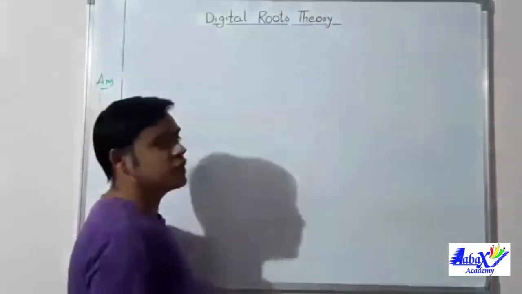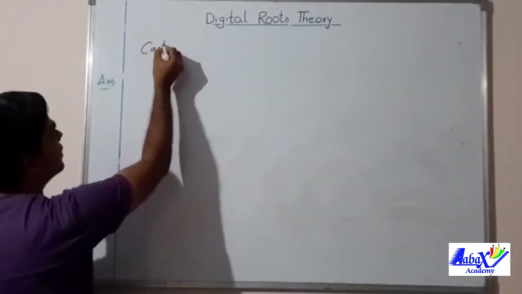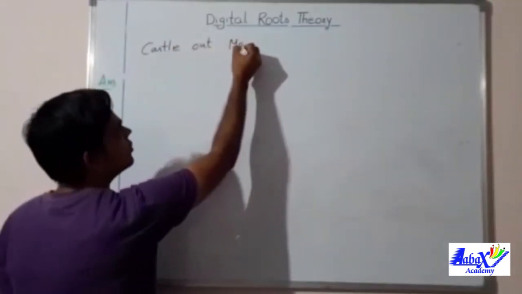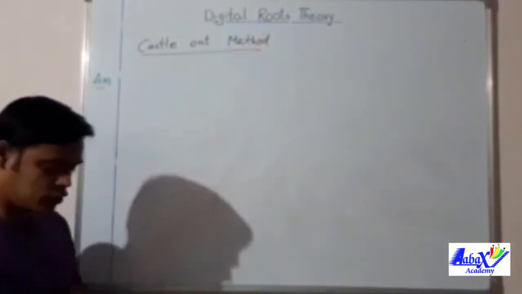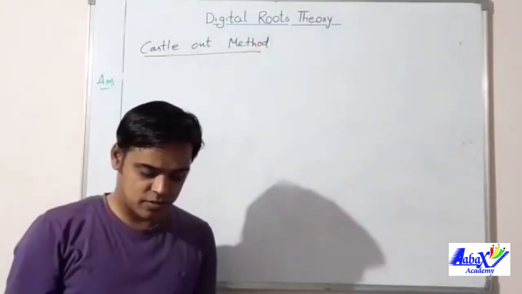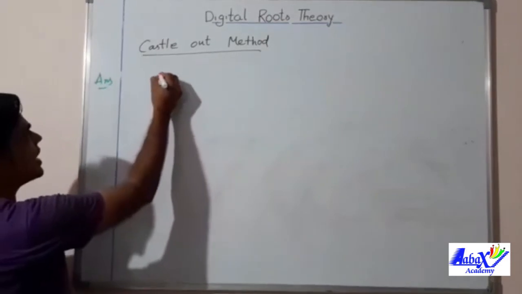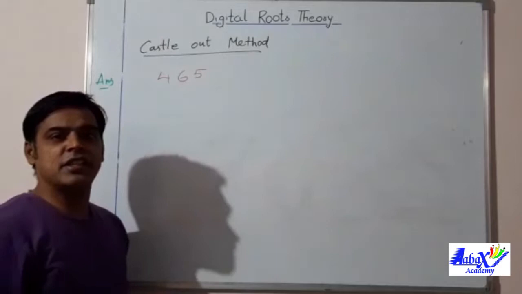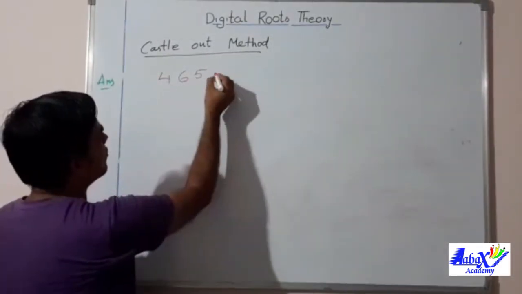Now next I am going to teach you the casting out method. In digital roots, the casting out method is something different which we have to learn. Remember, the casting out method. This is also one of the important topics in digital roots. So what is the casting out method? Let us take an example, 465. We need to find the digital root of 465. So how do we do it?